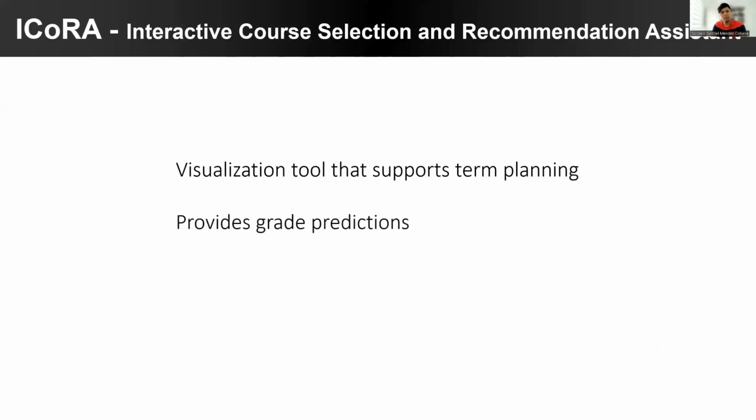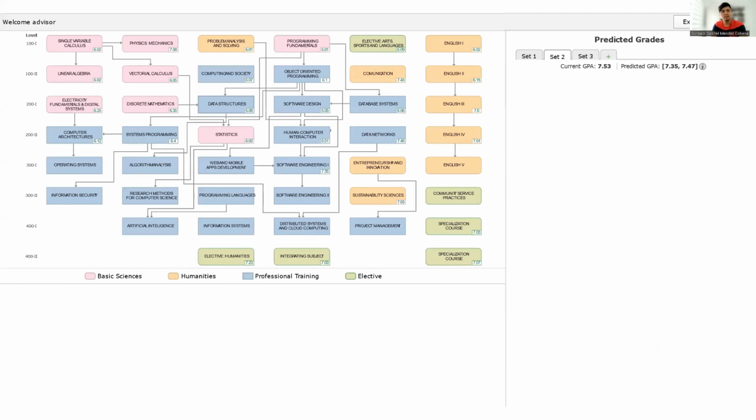In previous work, we presented ICORA, an interactive visualization tool that supports academic term planning. ICORA provides grade predictions by using students' historical performance information and provides explanations of these predictions. This is how the tool looks. Upon opening, it shows a student academic program.